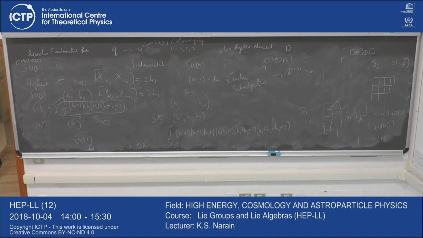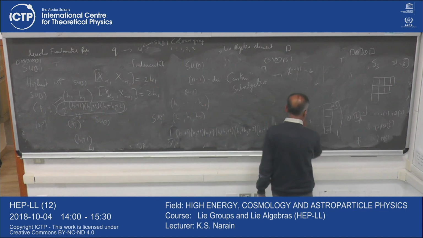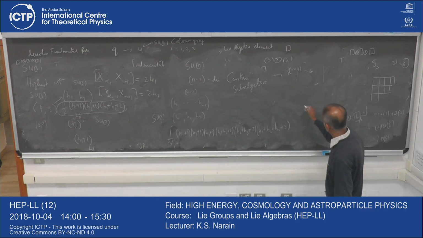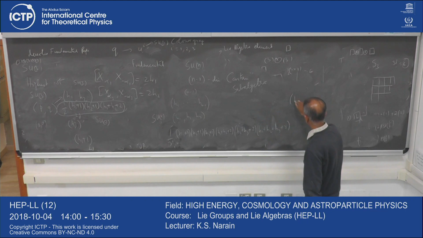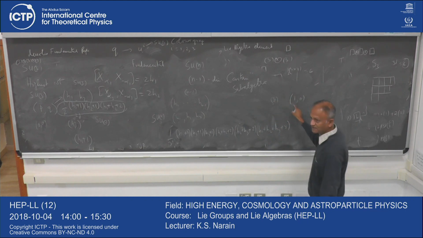Question: are all possible representations for SU3 given as two non-negative integers? Could be zero, but non-negative. And is it always expressible in terms of tensor products of 3 and 3 bar? Yes, you can do that. Roughly, let's see what's happening. Remember the fundamental, the 3 dimensional representation, was (1,0) in this notation, and 3 bar was (0,1).